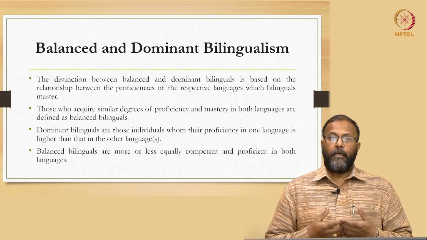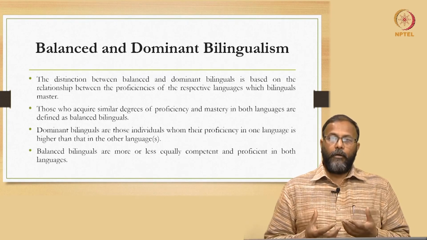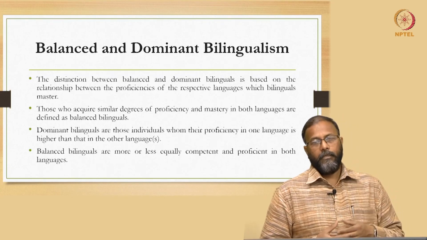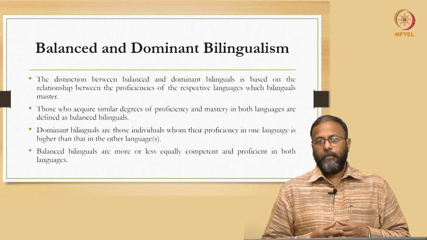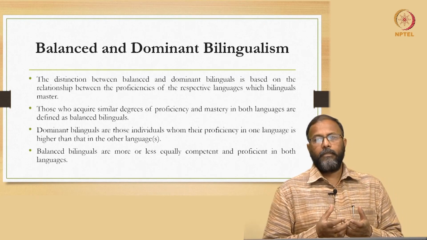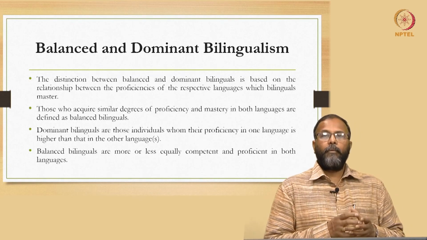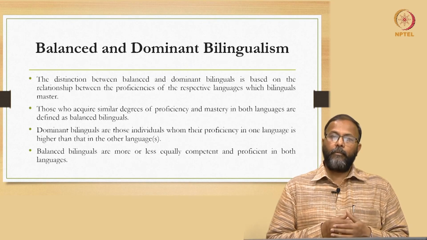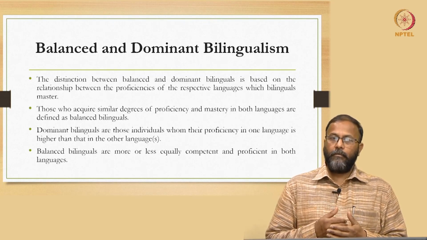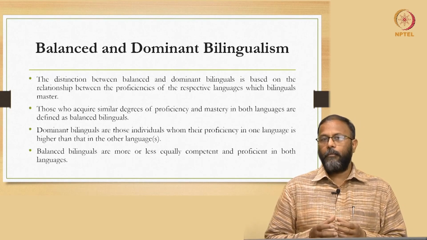So I am a bilingual. I am using two languages. I have access to two languages, but my Tamil understanding and competence is far higher and superior compared to my Hindi understanding and competence, right? So balanced bilinguals are more or less equally competent and proficient in both languages. However, dominant bilinguals have competence in one language superior to competence and proficiency in the other language. So that is balanced and dominant bilingualism.